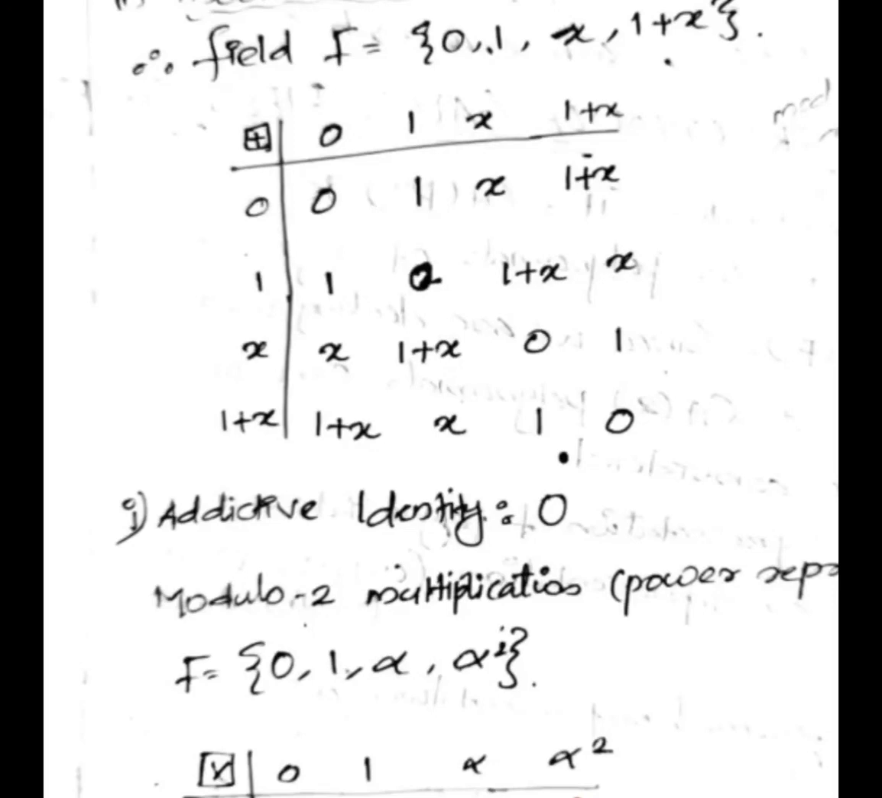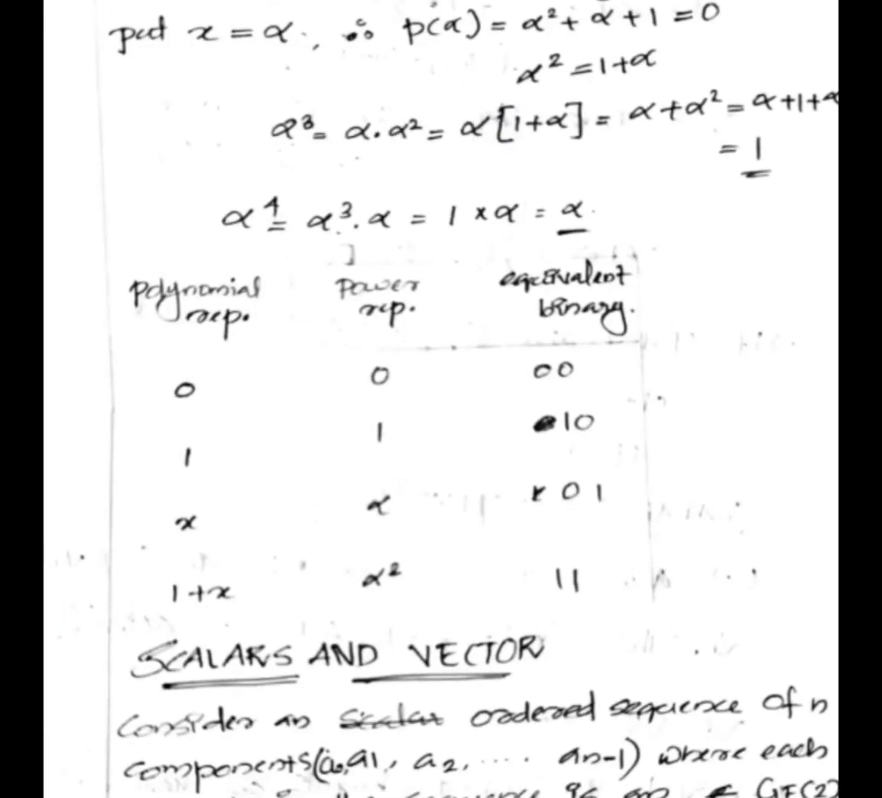So we want to find alpha cube and alpha raised to 4. Here alpha into alpha square is alpha cube, and here alpha into alpha square is alpha cube, and here is alpha raised to 4. So these terms we need to find: alpha cube and alpha raised to 4. For that purpose, we are using a primitive polynomial or irreducible polynomial.